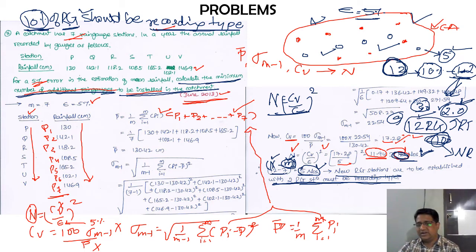As much as possible you want to have a higher number of recording rain gauge stations. If it is not feasible, then only the minimum value they prescribed, 10%, needs to be there. So I hope this clears the second problem. Here I have covered the percentage of recording type rain gauge stations that are required for you.